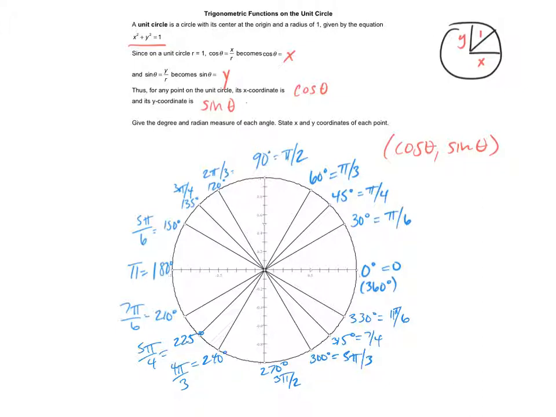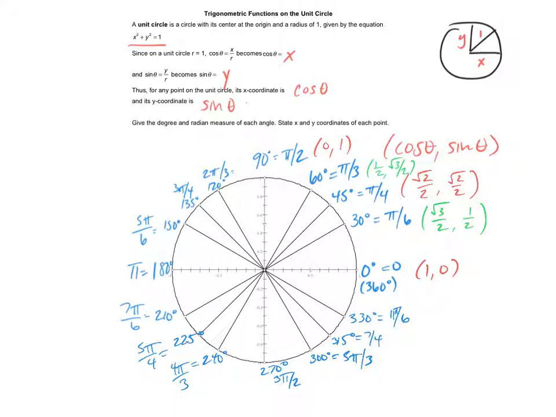So at 0 degrees, x equals 1, and y equals 0. At 30 degrees, x is the square root of 3 over 2, and y is 1/2. At 45 degrees, both of those are the square root of 2 over 2. At 60 degrees, we have 1/2 and the square root of 3 over 2. At 90 degrees, we have exactly 0 and 1.